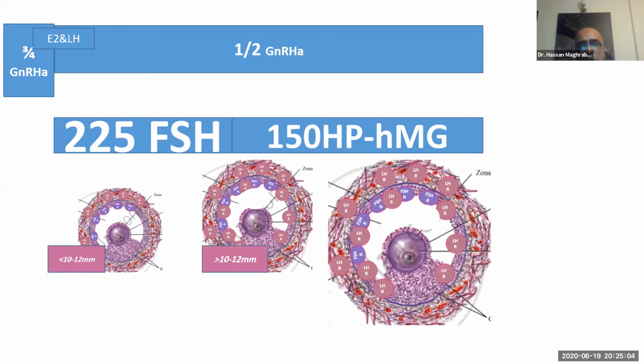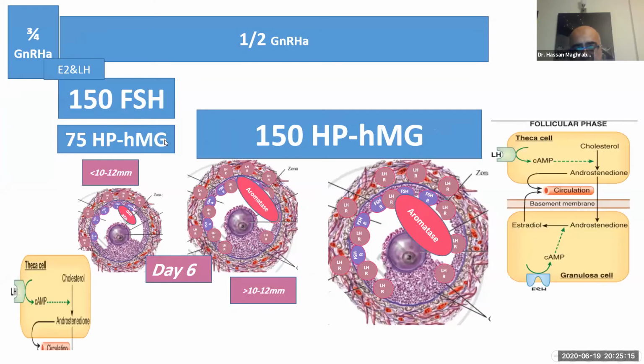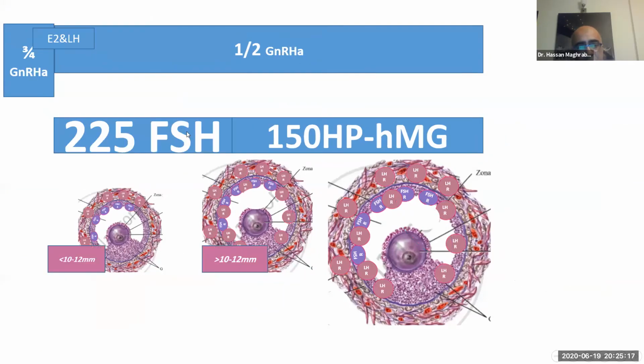So we wanted to compare two protocols with long agonist protocol in normal responders. The first protocol includes FSH early in the follicular phase until the follicles reach 10 to 12 millimeters, and then switching to 150 highly purified HMG till the end of folliculogenesis at the time of the trigger. So FSH followed by highly purified HMG. This is the first arm.